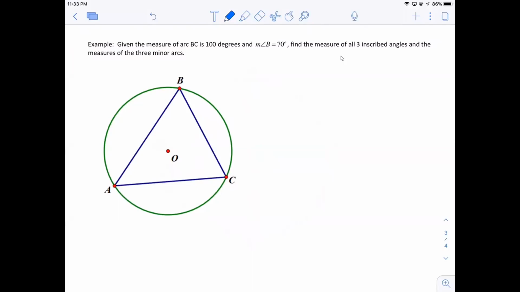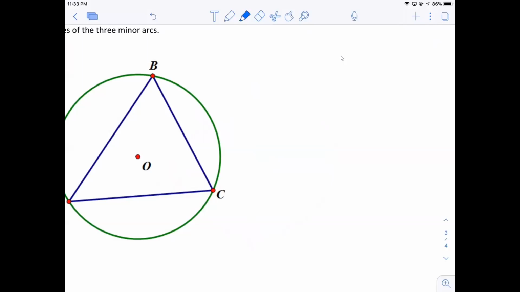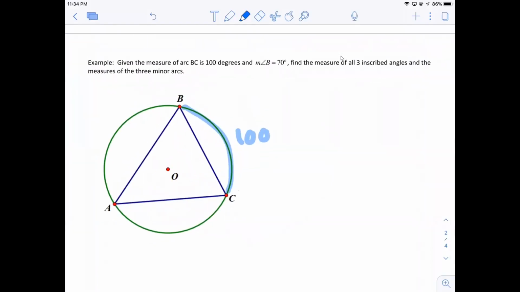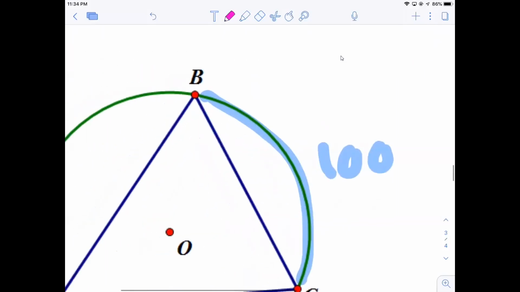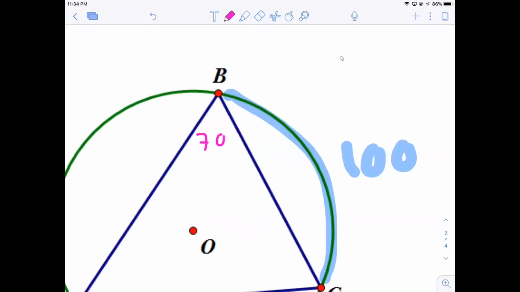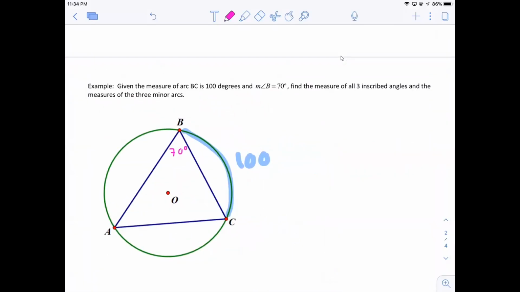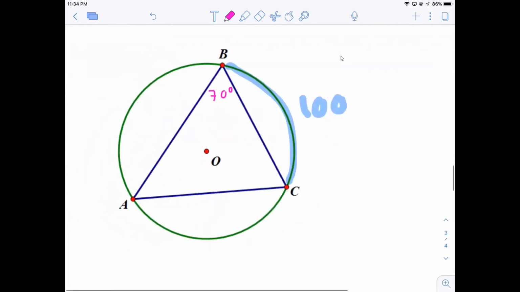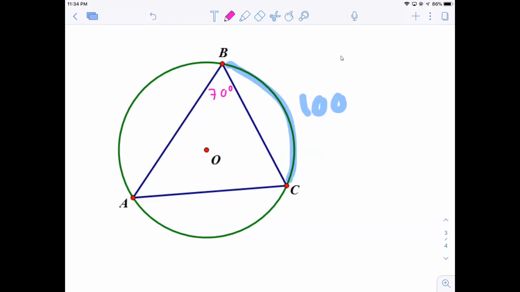So first example here, given the measure of arc BC is 100 degrees, and the measure of angle B is 70 degrees. Find the measure of all 3 inscribed angles and the measures of the 3 minor arcs. So pause the video, take a minute to do this. This shouldn't be too bad. And all right, here we go.